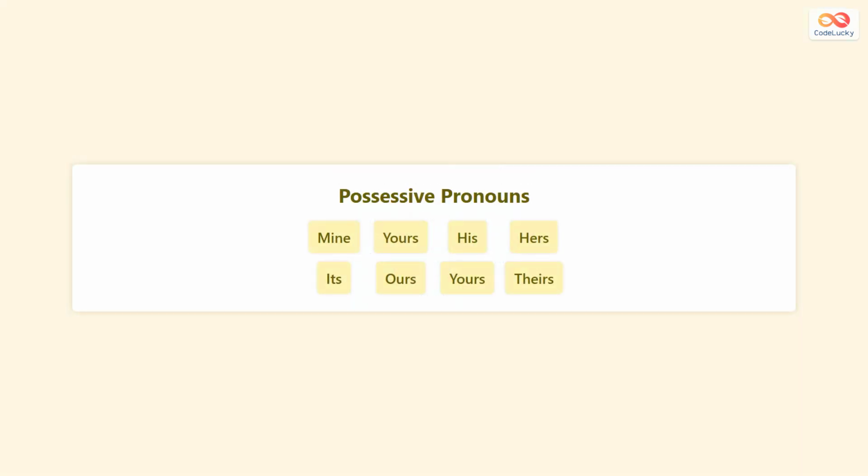The possessive pronouns in English are mine, yours, his, hers, its, ours, yours, and theirs. These words take the place of the noun and show ownership. Possessive pronouns can stand alone without a noun following them. This helps avoid repeating the noun when it is already understood.